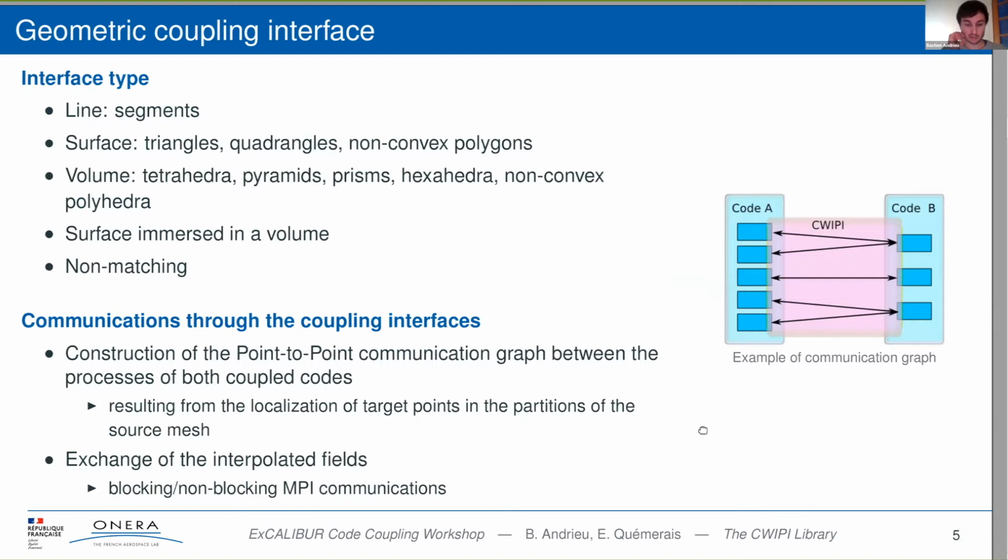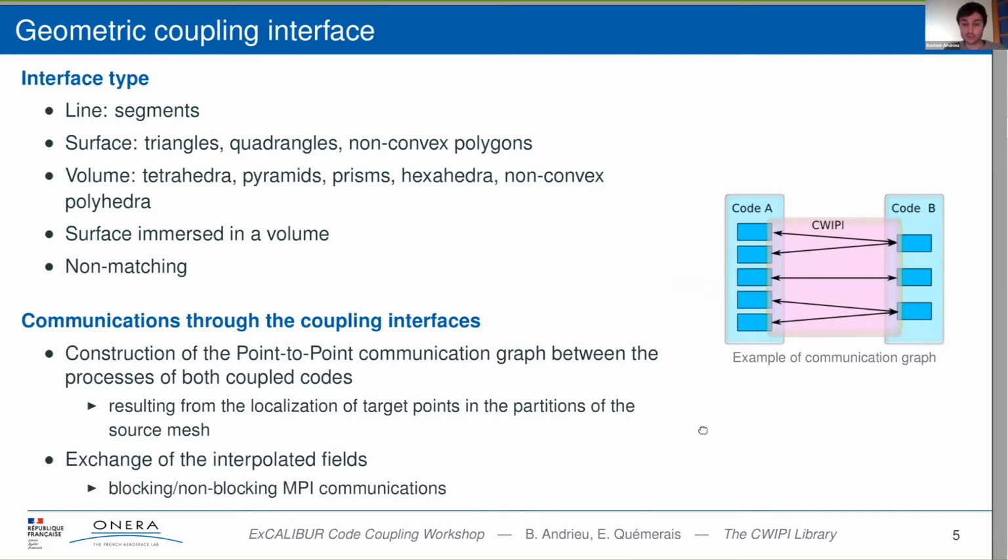As you know, the coupling between the codes takes place at the interface between the meshes of both coupled applications. And CWIPI supports interfaces of any dimension. So you can have line, surface, or volumetric coupling interfaces.